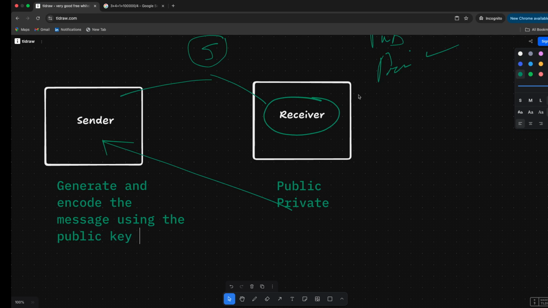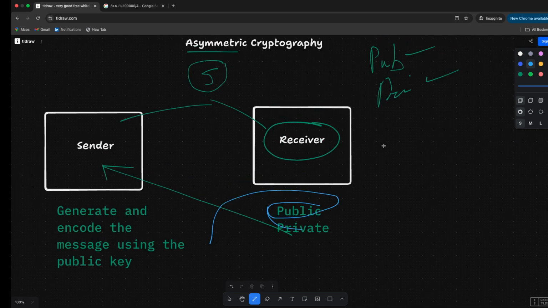Now once the message has been encrypted, it goes to the receiver. The receiver can only decrypt it using the private key. The encrypted message can only be decrypted by the receiver's private key. So Bob, the receiver, is going to use his private key to decrypt and read the messages. This is how asymmetric cryptography works.